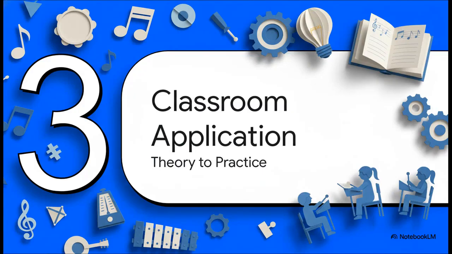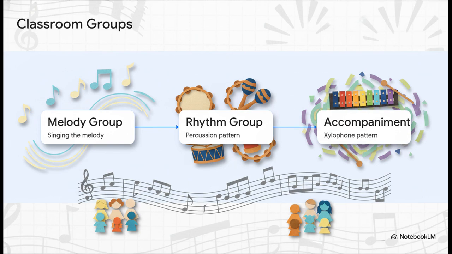All right, let's get into Section 3, Real Classroom Application. So how does this actually look in practice? Well, we can divide the class into 3 manageable groups. Step 1, you've got the melody group, and they'll be singing. Step 2, the rhythm group, who are playing a repeating pattern on percussion instruments. And Step 3, the accompaniment group, performing a simple little pattern on xylophones.